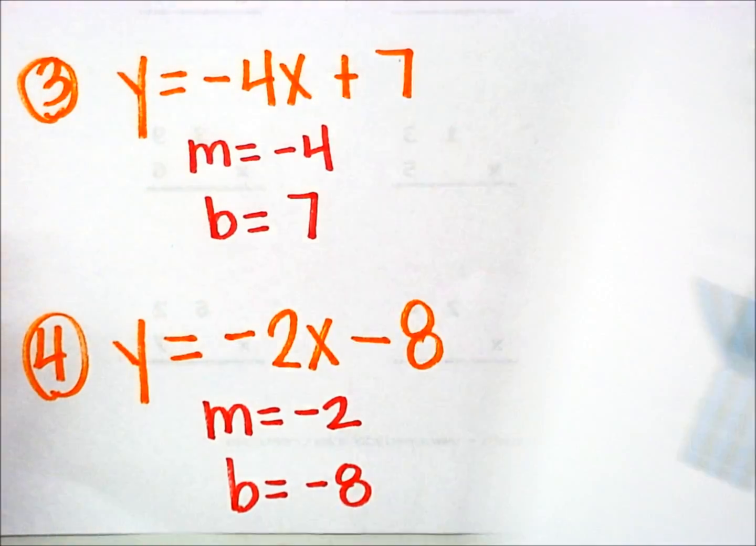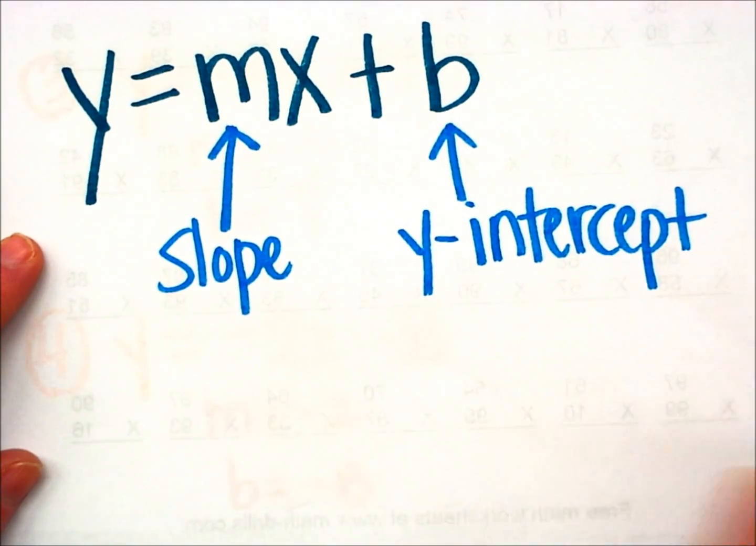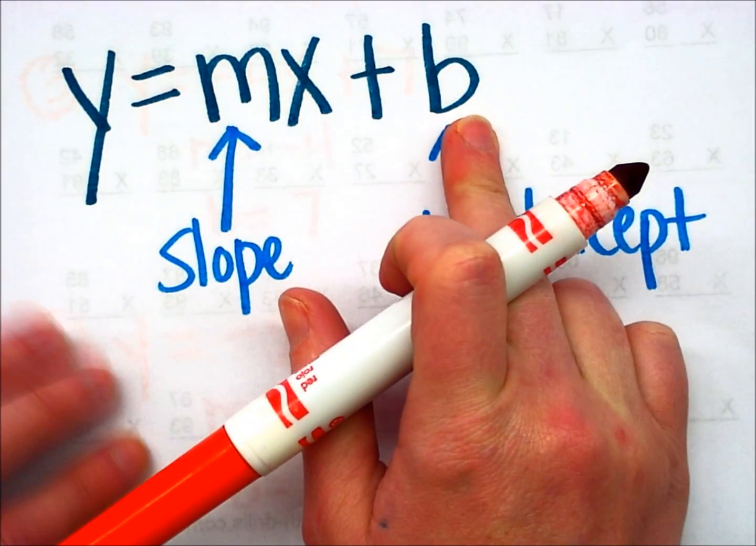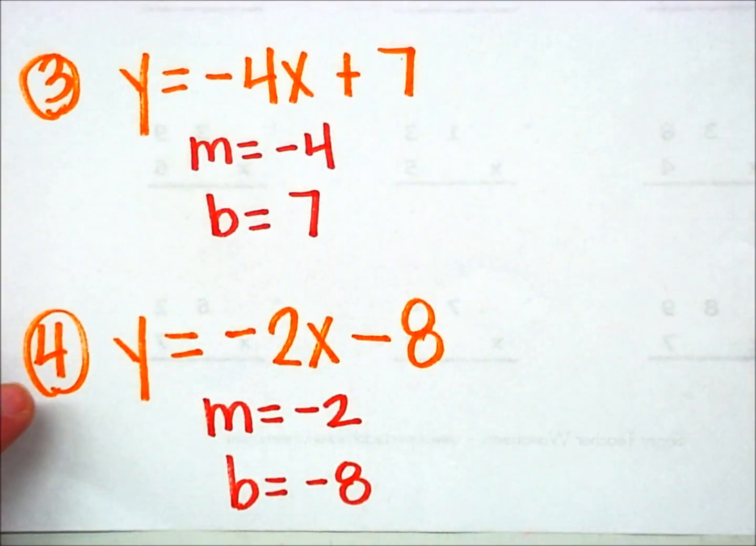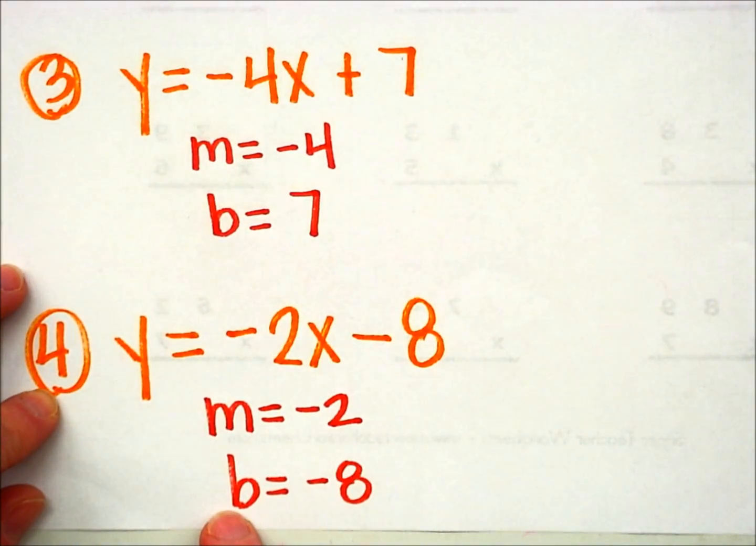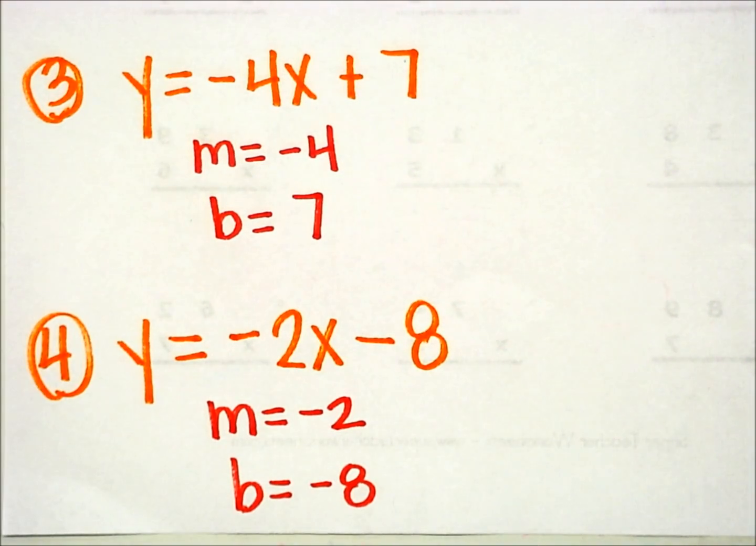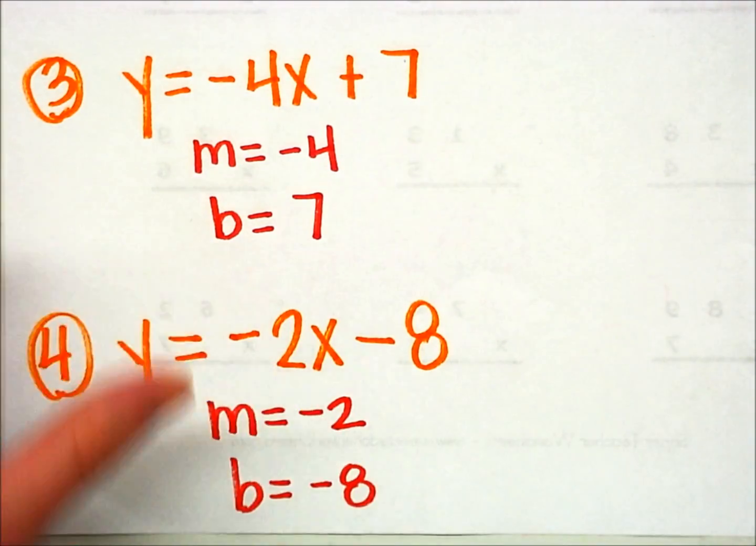Remember that slope-intercept form is y equals mx plus b. If you end up with minus 8, like we do in number 4, we say that the b value, the y-intercept value, is negative 8. Let's practice graphing some of these equations.